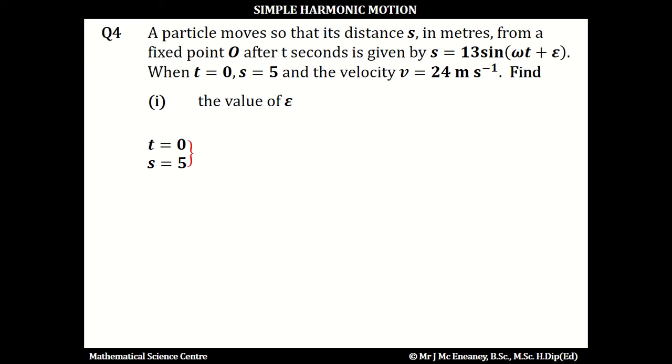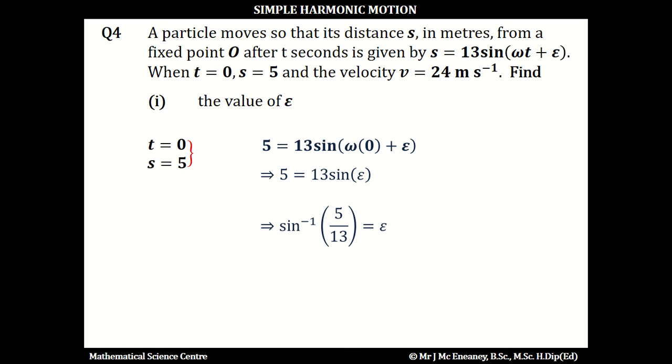Now, when t is 0, s is 5, and if we substitute these values into s is 13 sine omega t plus epsilon, this means 5 equals 13 sine omega times 0 plus epsilon. So this means 5 is 13 sine of epsilon. If we bring the 13 over and divide, 5 over 13 equals the sine of epsilon, which means epsilon then is inverse sine of 5 over 13. Now you must convert your calculator to radian mode, and then epsilon works out as 0.395.